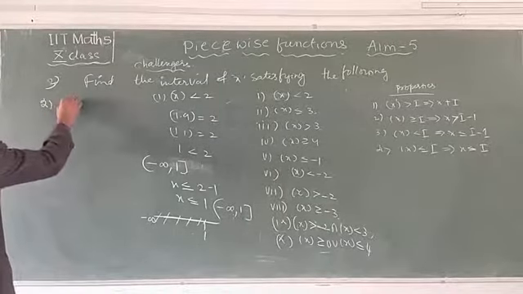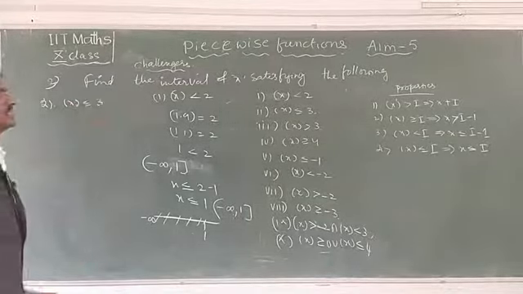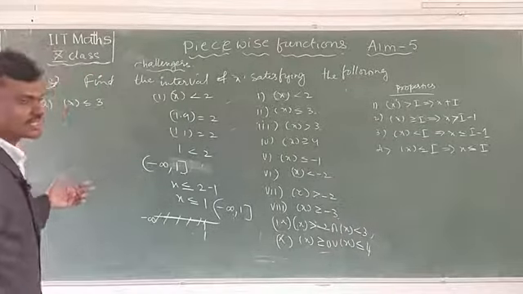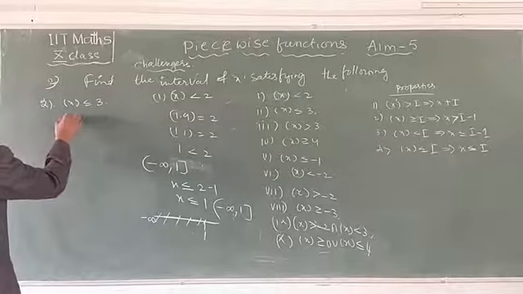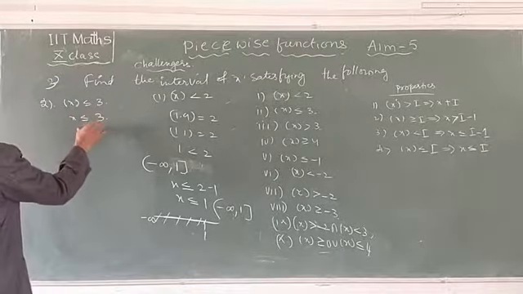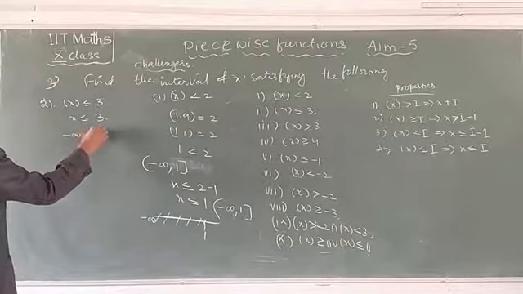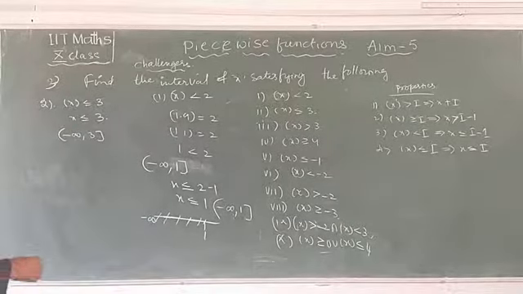Now the second one: step x is less than or equal to 3. Directly you can write x is less than or equal to I, so x is less than or equal to 3. That means minus infinity to plus 3. This is the second one.